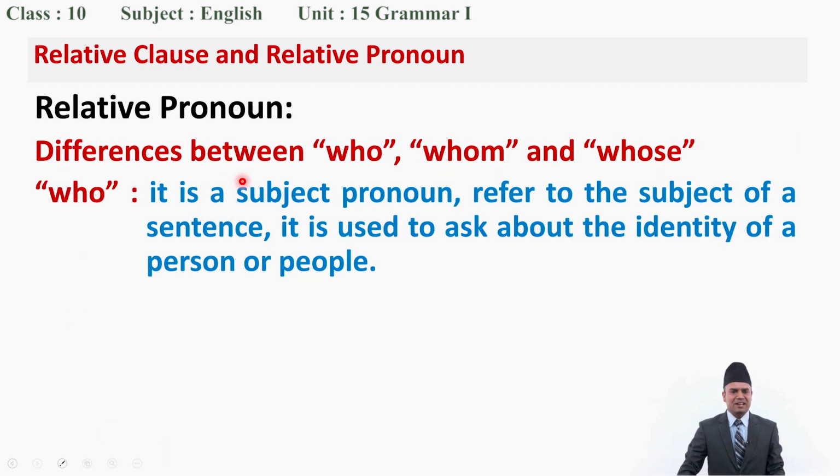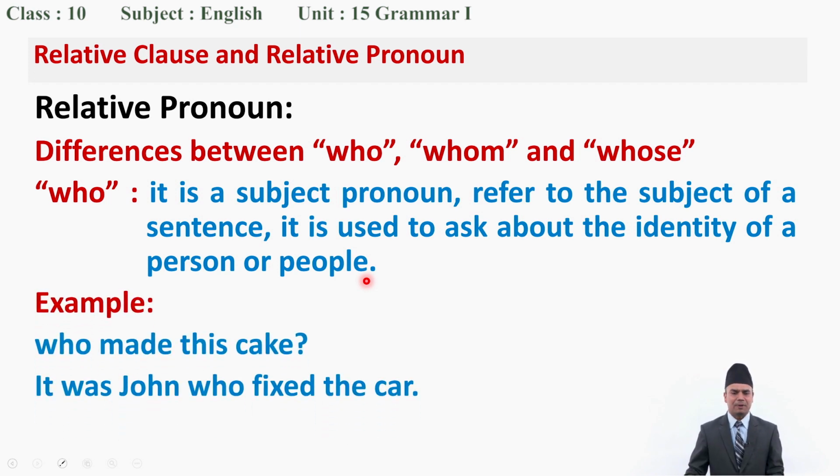Let's see another example: the difference between who, whom and whose. I just show it here. You understand? Who is a subject pronoun referring to the subject of a sentence. It is used to ask about the identity of a person or people. For what case is who used? Now this is the basic definition. You have to understand what we mean by who, okay?